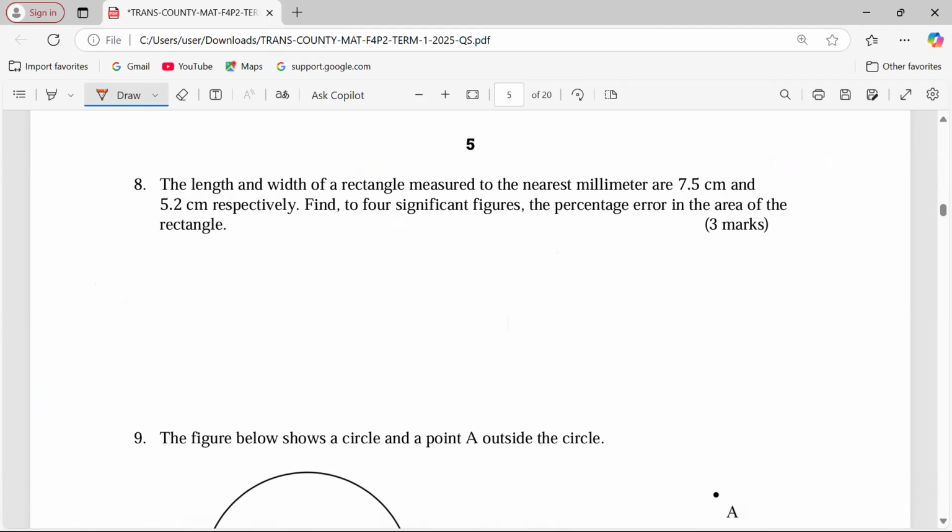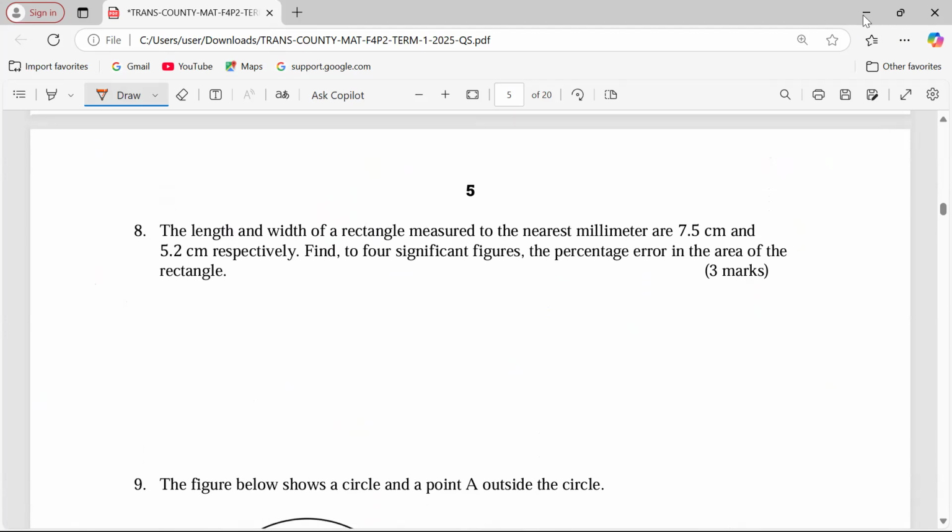The length and width of a rectangle measured to the nearest millimeter are 7.5 centimeters and 5.2 centimeters, respectively. Find, to 4 significant figures, the percentage error in the area of the rectangle. Let me start by talking about the limits within which these dimensions have been recorded. And for us to get these limits, we have to consider the absolute values.